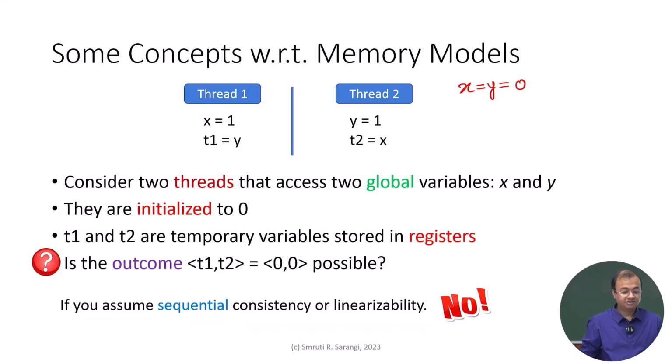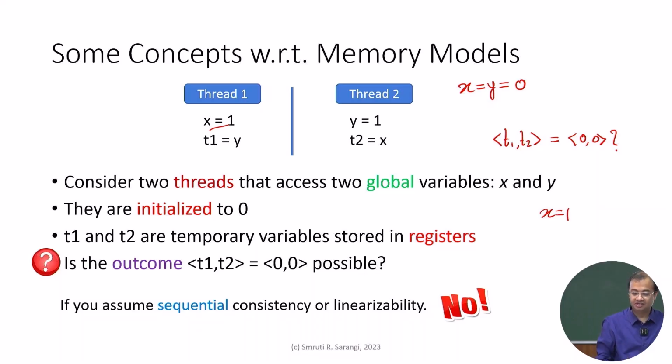The question is, is this outcome possible, which means t1 is 0 and t2 is 0? It all depends on possible under which criteria. Under sequential consistency, which we have said has to be an interleaving, it is clearly not possible because you can assume, with no loss of generality, that x equal to 1 happens first.